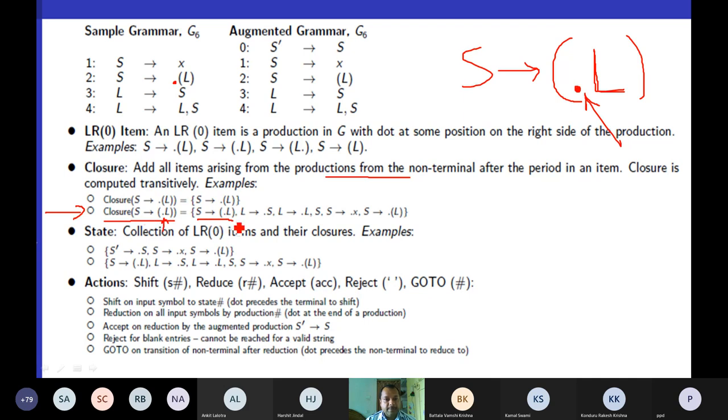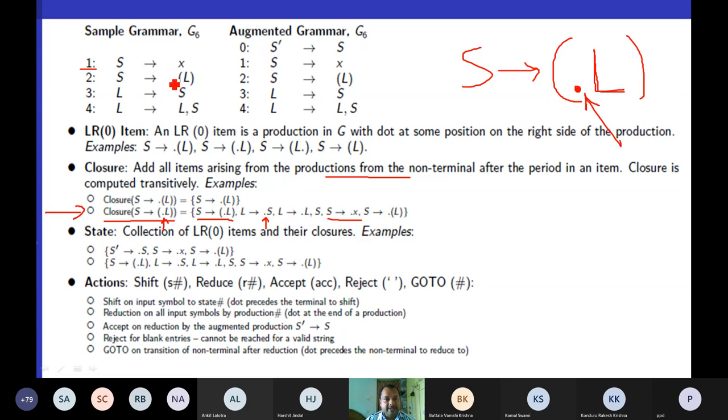Next, because the dot is on the left hand side of L, I am adding all the items corresponding to L derives. So the third production rule will be added. L derives dot S, the dot is in front of S. Again, since the dot is on the left hand side of S, all the production rules starting with S as the left hand side, here production rule 1, will also be added, and you see it is added here.